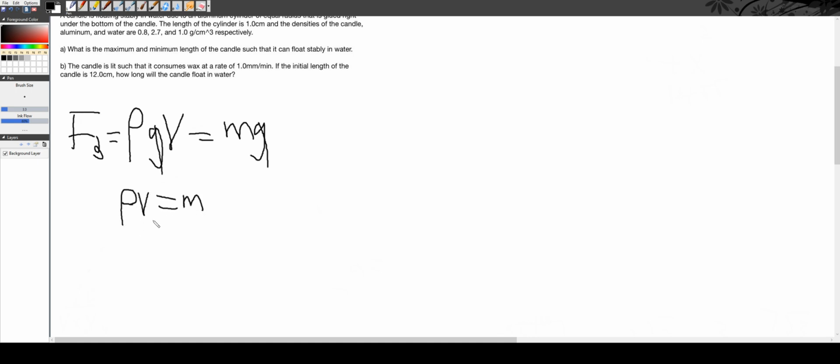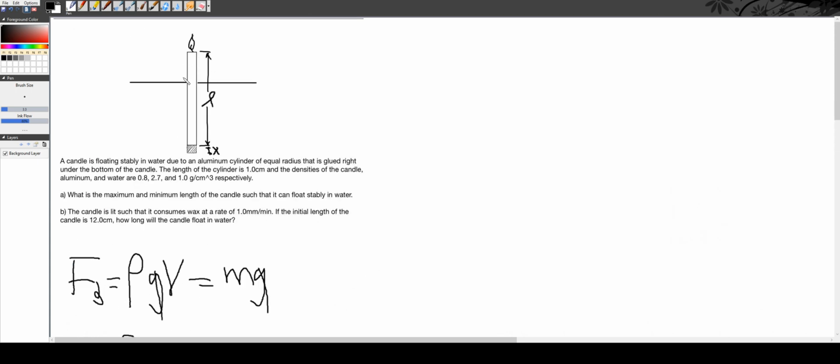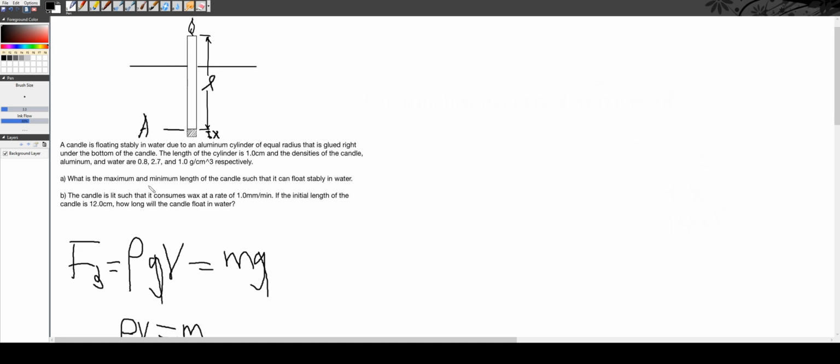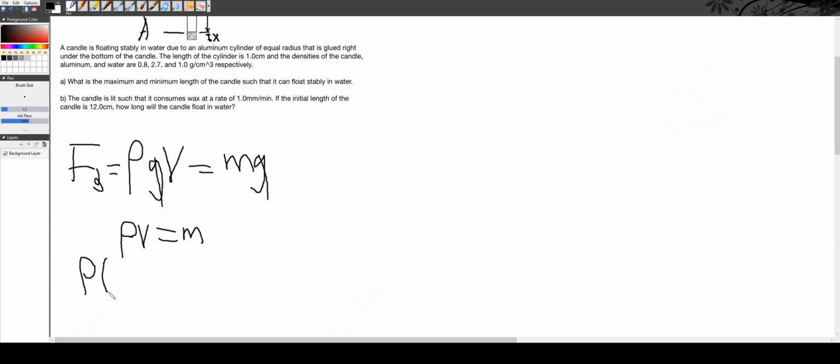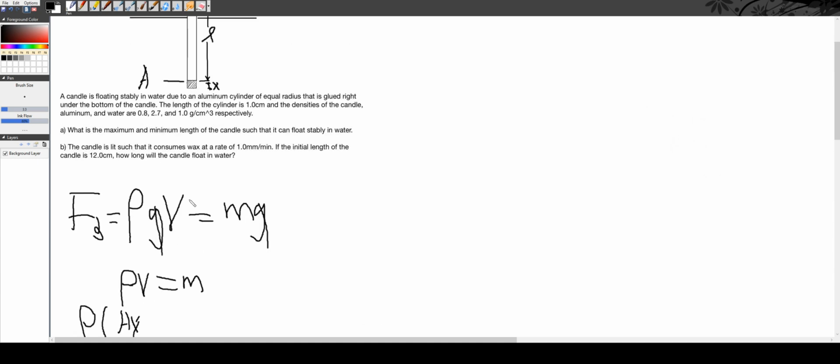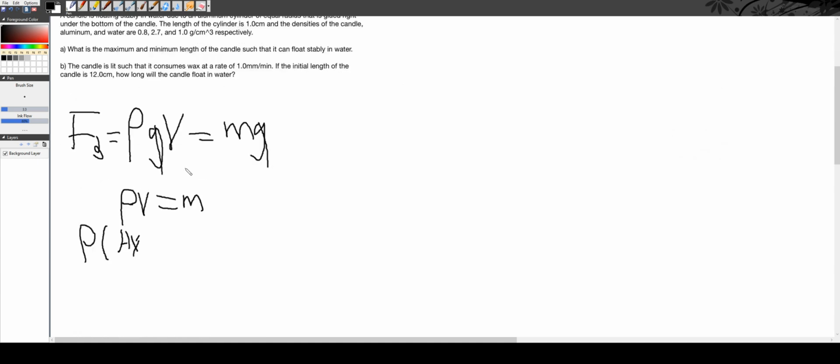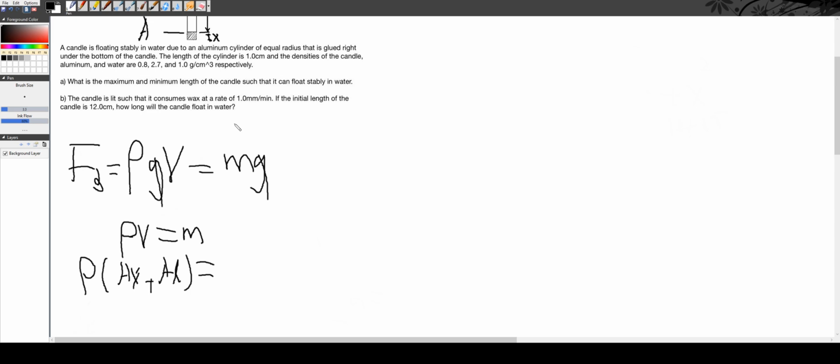Now your volume: let's set the cross-sectional area of this candle to be A. The volume of the bottom part is just A times x, where x is the aluminum length, and the top is going to be length L. So A x plus A L is going to be equal to your mass. Mass is just your density times your volume, so the density of aluminum times your volume.